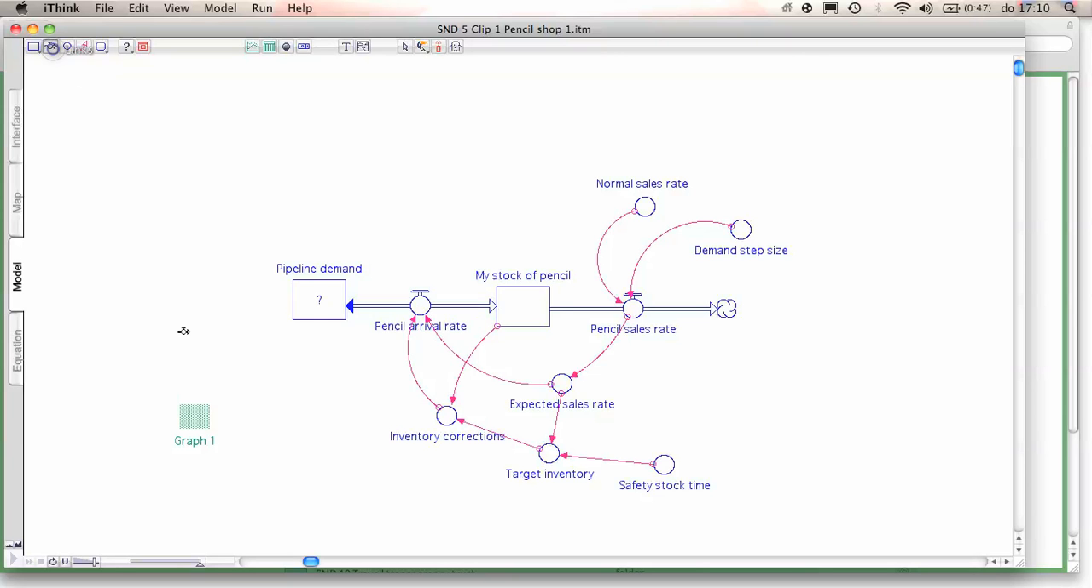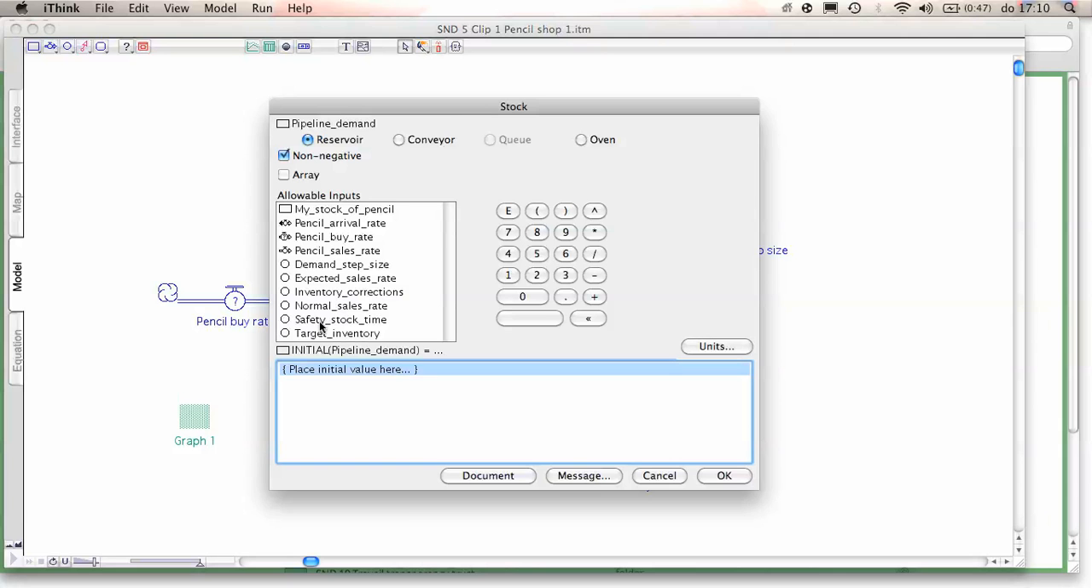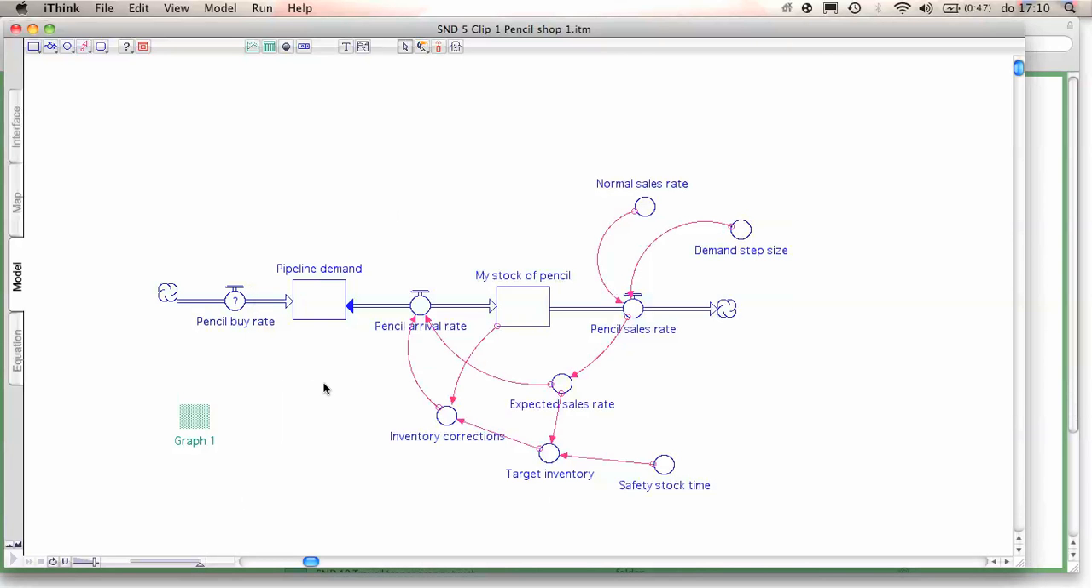Now, actually, the ordering takes some time. So this is actually the pencil buy rate. And what will happen then? We can make the buy. We also here have a safety stock time. Let's assume that that's also 2 days. And then we can put the target inventory here as the same thing. So 20. That's essential, but just. And let's take these things up here rather than there. Expected sales rate. There you go.